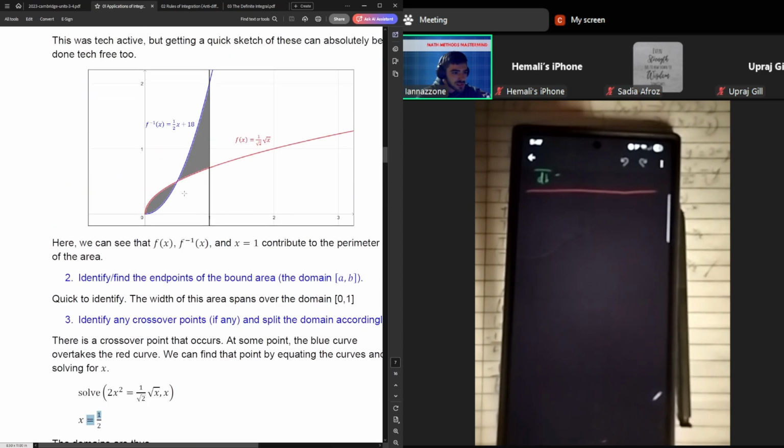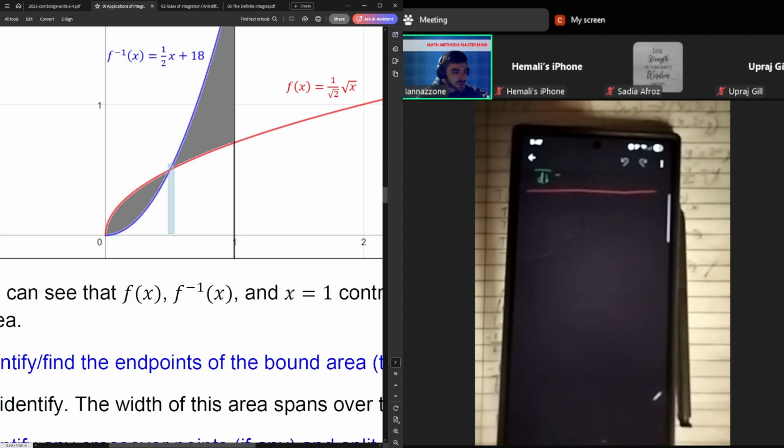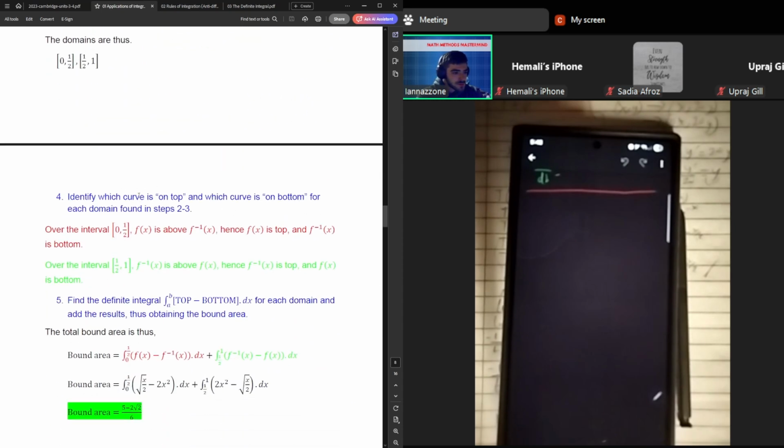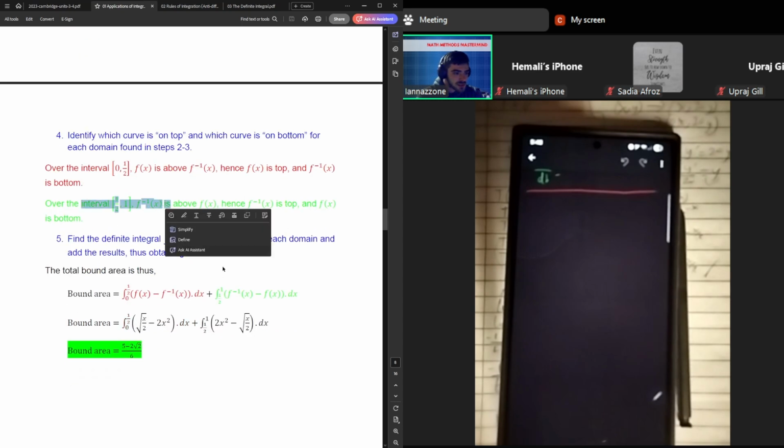That crossover point is therefore x equals a half, so we're going to have two separate domains, one from 0 to a half and the other from a half to 1. From there, you want to figure out which one's on top and which one is on bottom. So I've just sort of color-coded what each of the domains and integrals would be associated with.